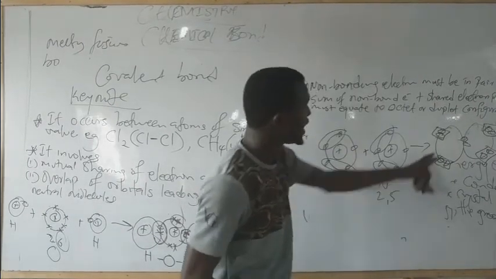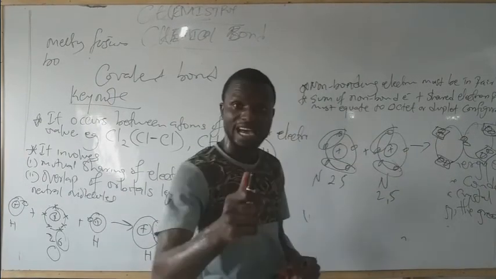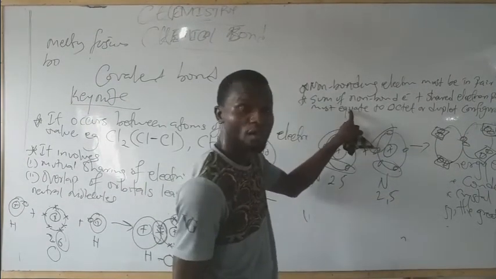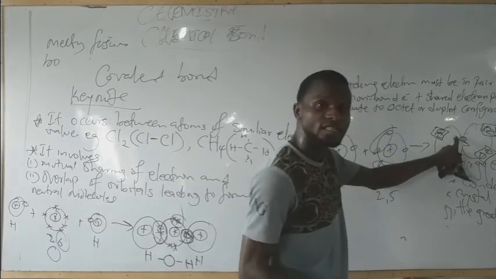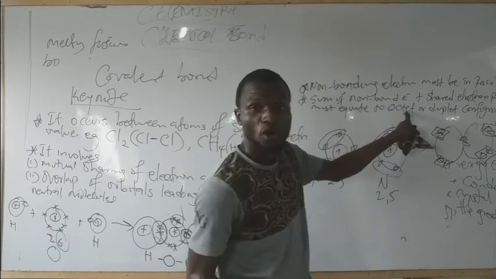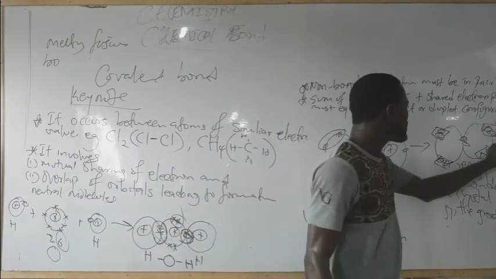A student that did it like this will probably think he has gotten it right, but he or she has failed because of this rule. If you count this, 1, 2, 3, 4, 5, 6, it is not even an octet. Octet means 8, or duplet 2. 1, 2, 3, 4, 5, 6.